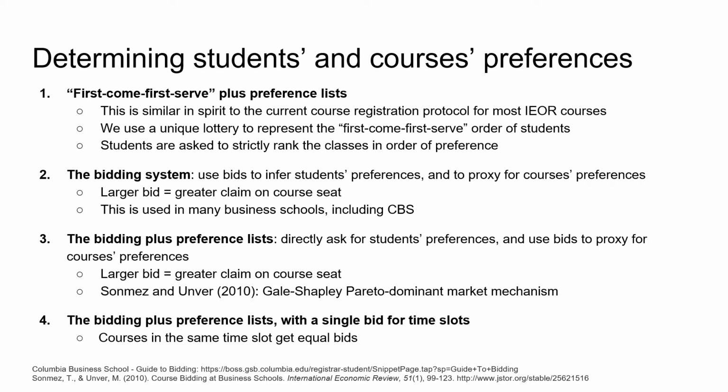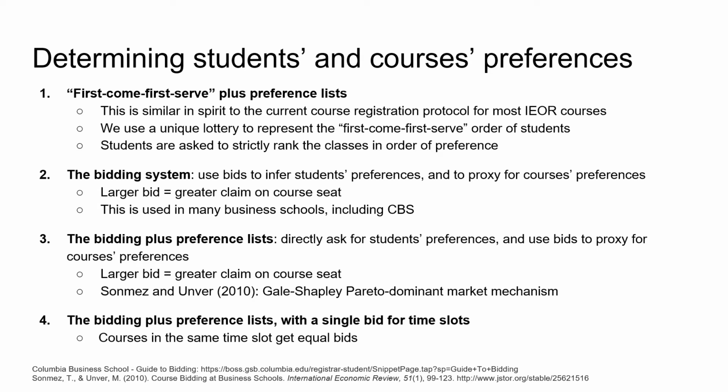We propose 4 different methods to create preference lists for our model. The first method uses a lottery to represent each course's preference of students. Course prefers whoever appears sooner in the lottery. This is similar to our university's course registration process.